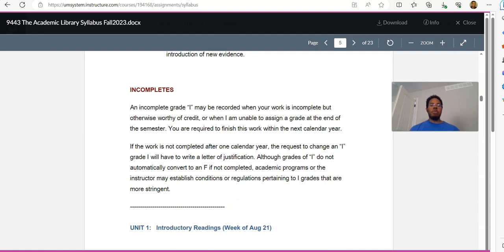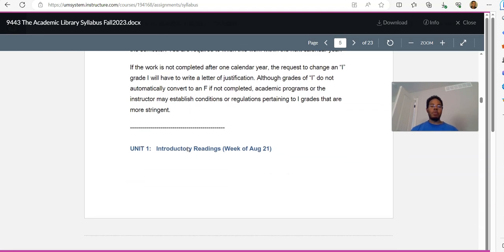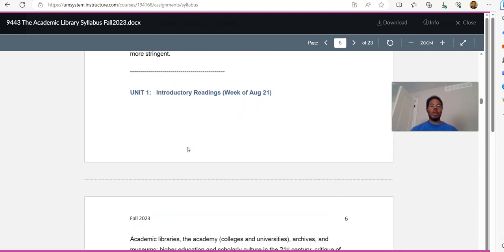Now, incompletes. We have a policy for incompletes. Basically, if you do need to take an incomplete, you still need to finish up the work that you had left due in the class within the calendar year. So if the class ends in December 2023 and you needed extra time and took an incomplete, then you need to finish the coursework by December 2024, or I will record an F as the final grade.